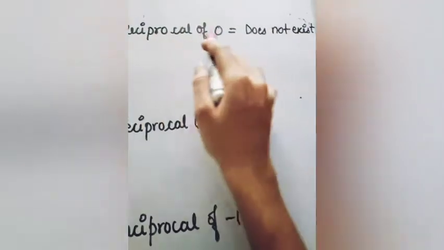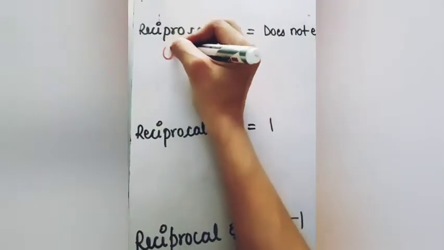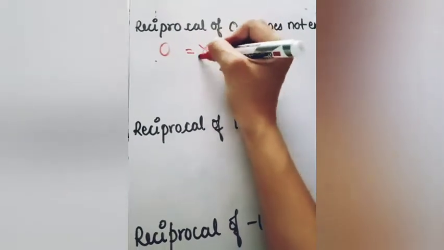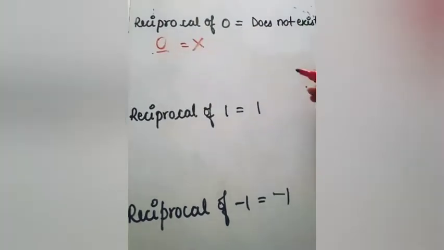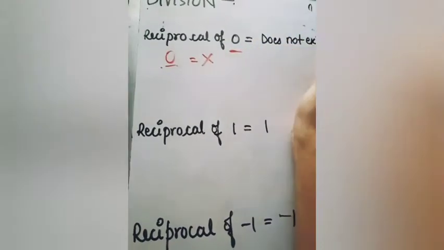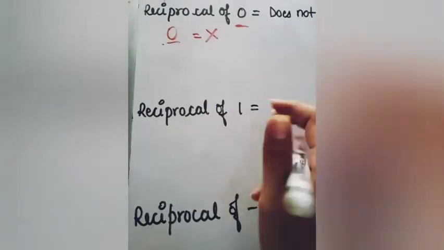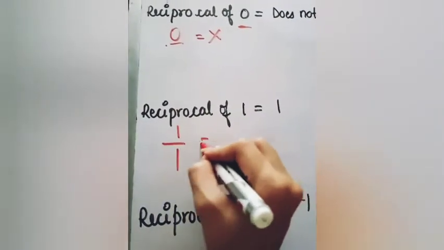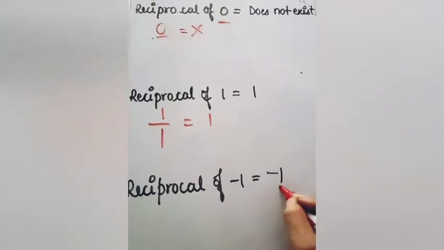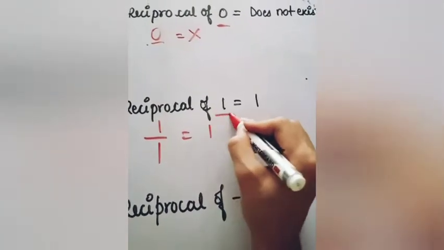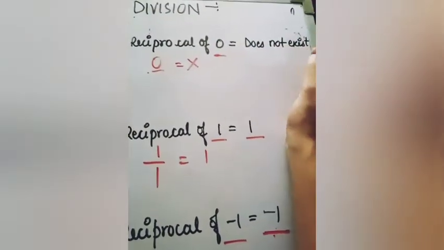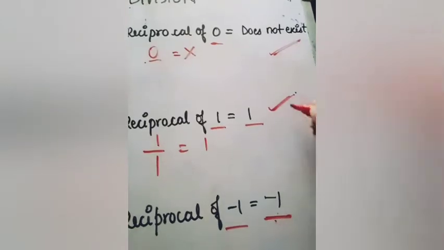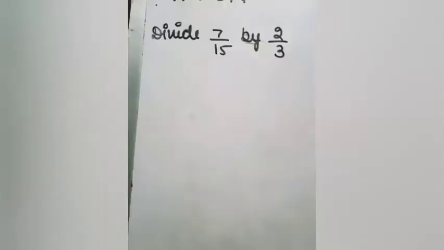Now class, let's learn 3 important points. First, the reciprocal of 0 does not exist, because you cannot reciprocate it. Reciprocal of 1 is 1. And the reciprocal of minus 1 is minus 1. Reciprocal of 0 does not exist. Remember these 3 points. These are very important points.